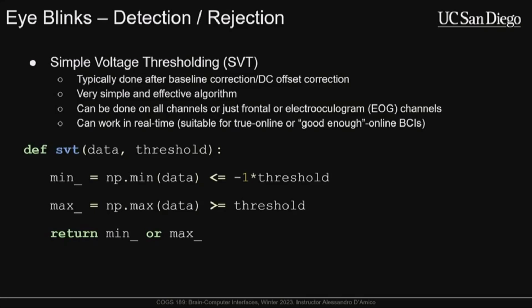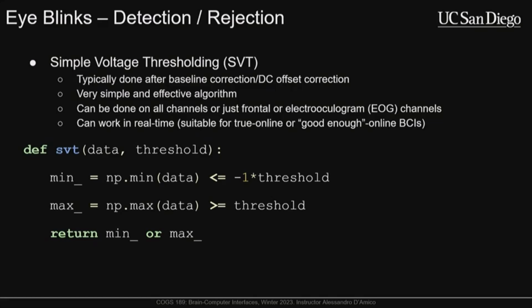So how would we go about detecting or rejecting these blinks? There's a very simple algorithm called simple voltage thresholding. It's so simple, it needs simple in its name. And you typically will do this after you baseline correct or DC offset correct your data. And all you're doing is, in this example code, you literally just compute whether or not the minimum point is lower than some threshold or the maximum point is higher than some threshold. You could also consider having different thresholds for positive and negative if you have some reason to expect that, or you could take the absolute value of your data.